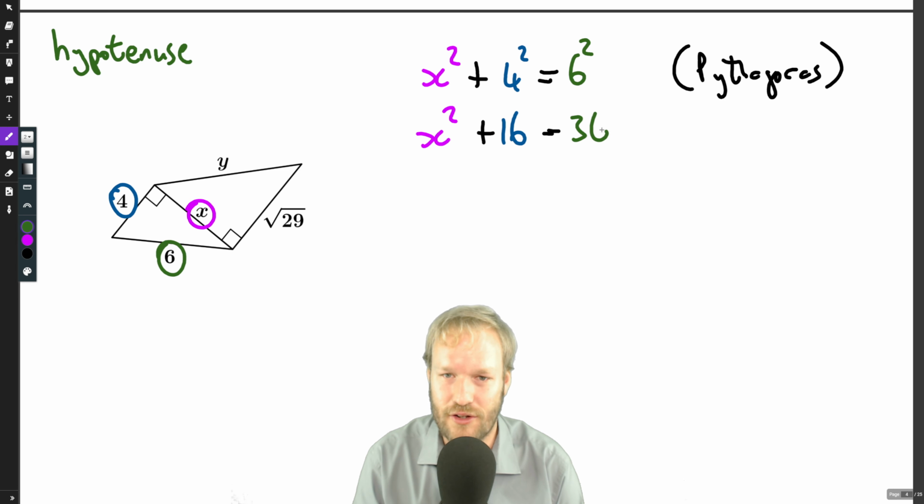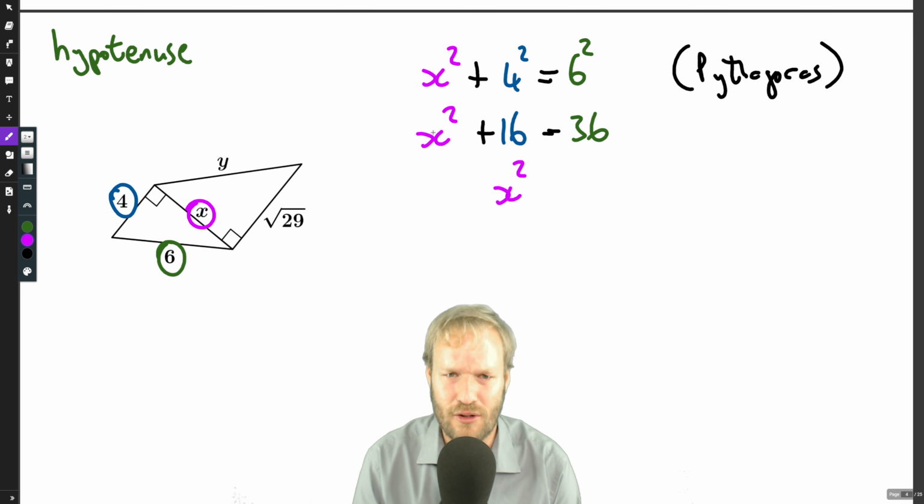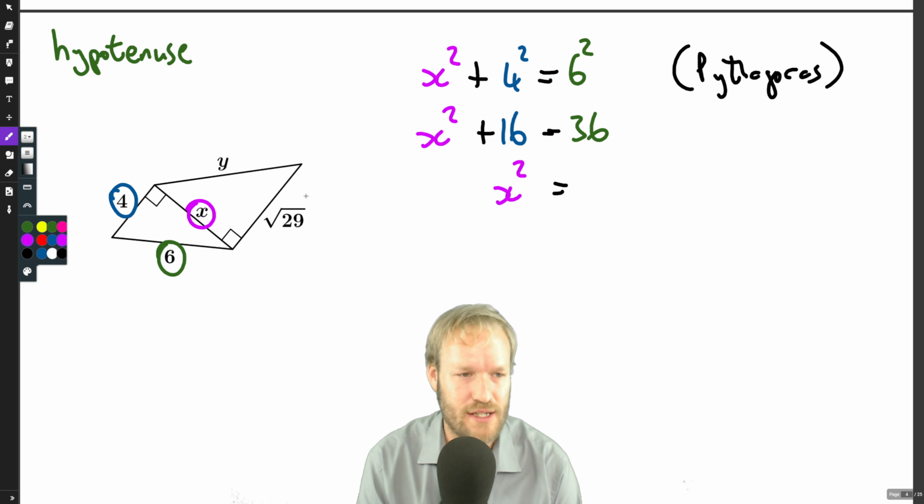Well, that's 36. So the way that I'm still going to work this out is, I want x squared plus 16, so I must subtract 16 from 36. Because x squared must only be 20, because 20 plus 16 gives me 36. So in other words, I must have subtracted 16 from 36. So x squared equals 20.